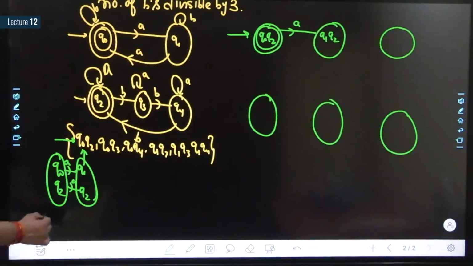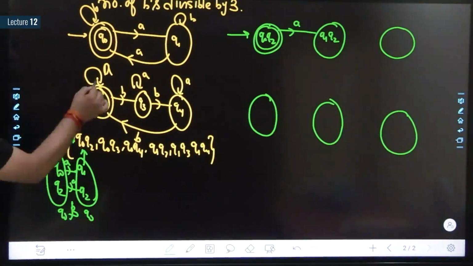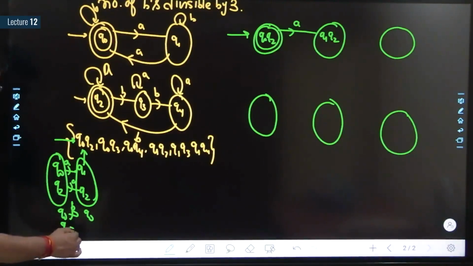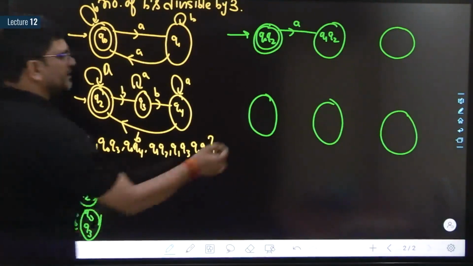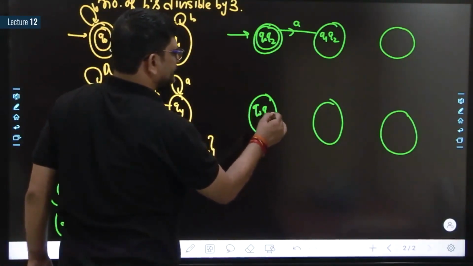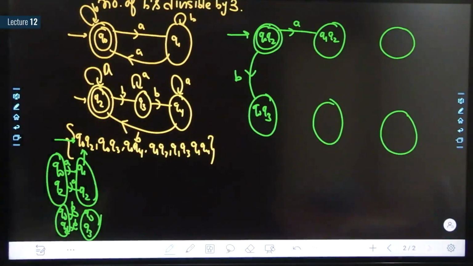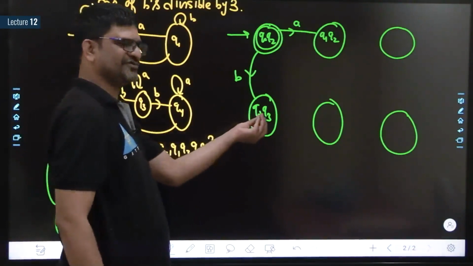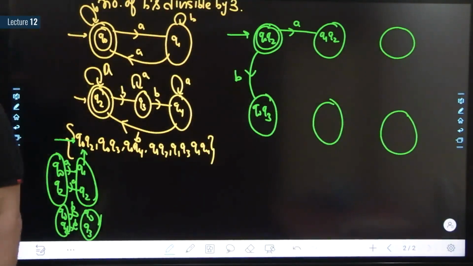Now, what is the transition on B? Q0 on B stays Q0, Q2 on B goes to Q3. So Q0Q2 on B goes to Q0Q3. This is Q0Q3. Sir, why did you choose this as Q0Q3? You can also choose this one, yaar, Q0Q3. No problem.